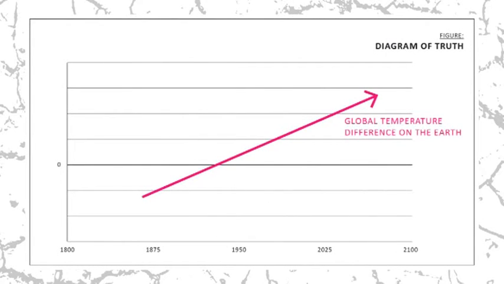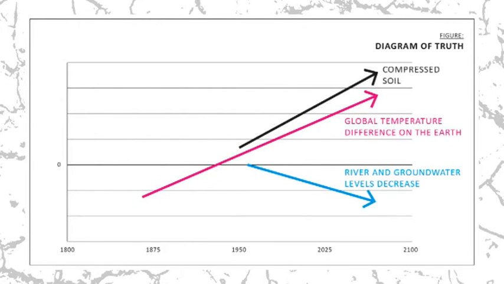The diagram of truth. With regard to the trend of rising atmosphere temperatures and the trend of falling river water levels, the correlation with soil compaction, marked in black, and soil drainage, marked in brown, becomes apparent.